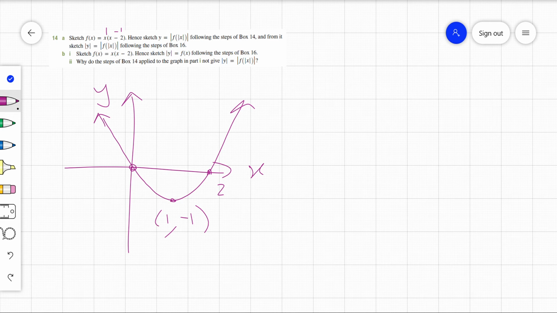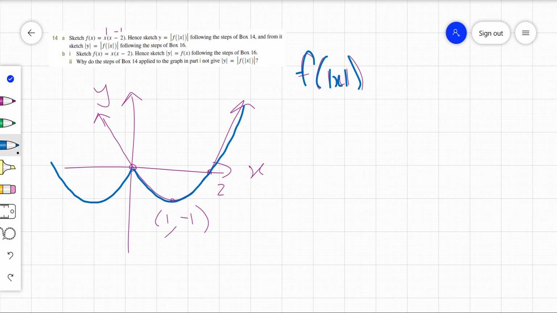Hence, sketch the absolute value of f of the absolute value of x. Well, let's start with f of the absolute value of x. So I'll do that in blue. Where x is positive, nothing's going to change. But where x is negative, we're going to get a reflection in the y-axis. So it's going to look something like that. Now it's negative 1 there, and it's going to cut through here at minus 2.